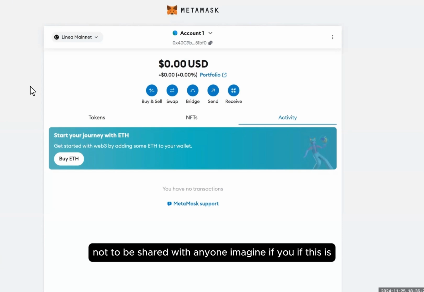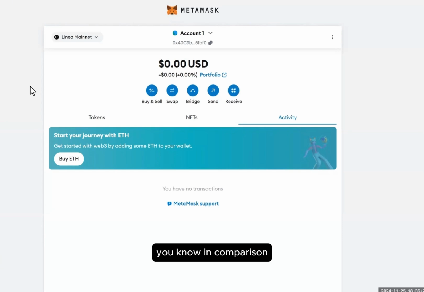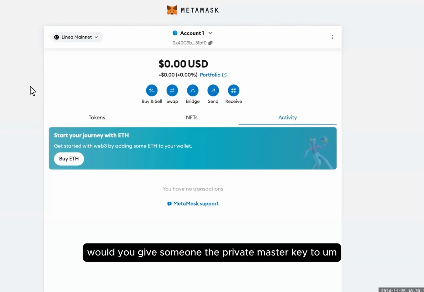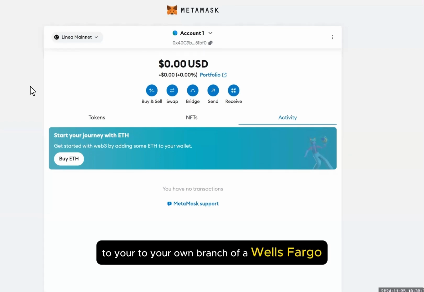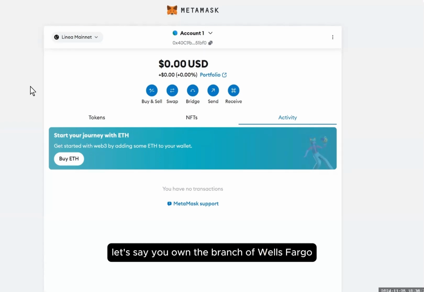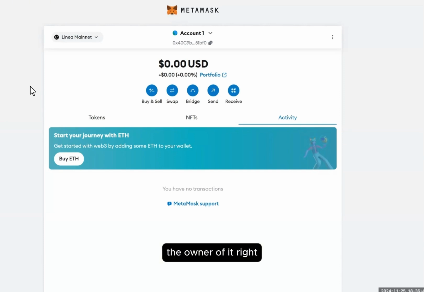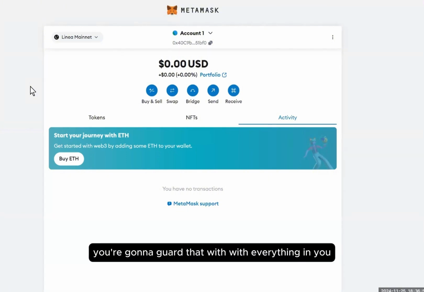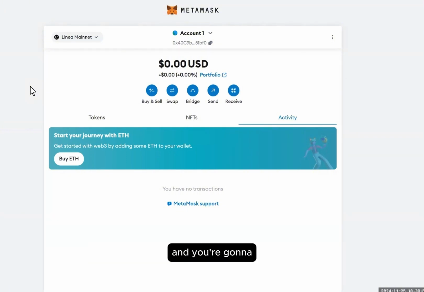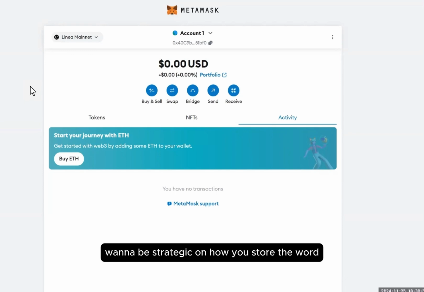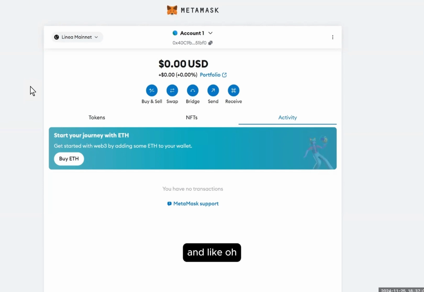Imagine, in comparison, this is you owning your own bank, right? Would you give someone the private master key to your own branch of a Wells Fargo? Let's say you own a branch of Wells Fargo and you put it on the street near your house, and you're not the manager, you're the owner of it, right? You're not going to give up that phrase. You're going to want to protect that with your life. You're going to guard that with everything in you, and you're going to want to be strategic on how you store the words. This is not something you just write in your notebook and just leave on the kitchen table.